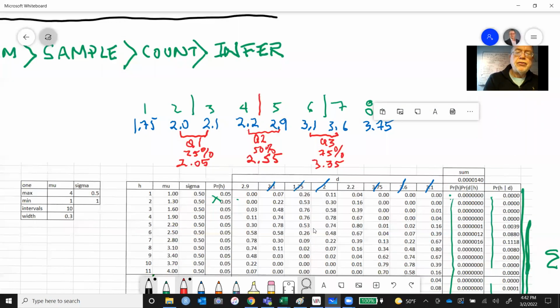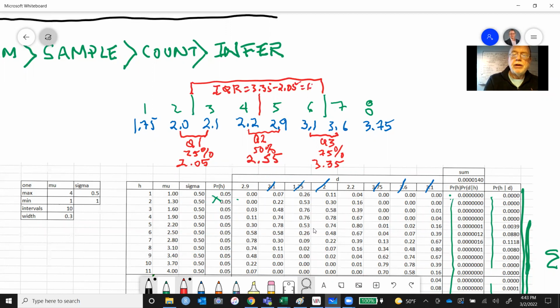The difference between the 25th and the 75th is called the interquartile range, because we have quartiles. And that's 3.35 minus 2.05, or 1.30. And always remember, the units of this are in grade point averages. Okay, it's a grade point. That's the unit. Okay, IQR.